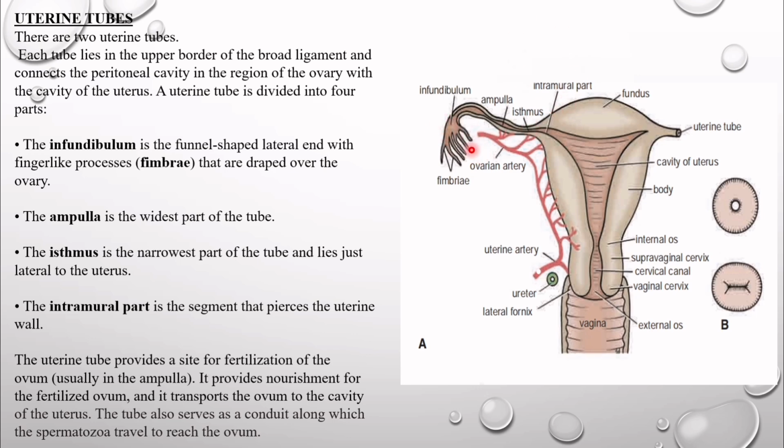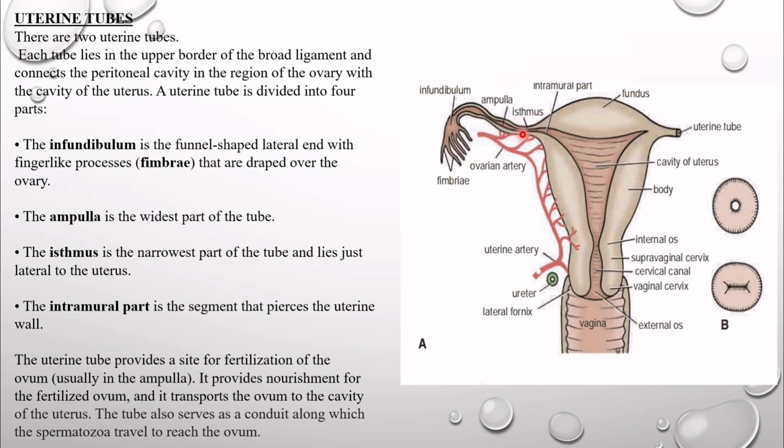The infundibulum has finger-like projections called fimbriae, which sweep up the secondary oocyte and provide a conduit pathway for it. Then we have the ampulla, which is the site of fertilization of the secondary oocyte and the sperm to form the egg or the ovum. It's the widest part.